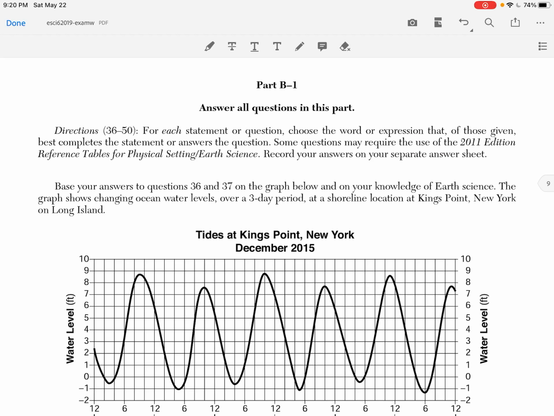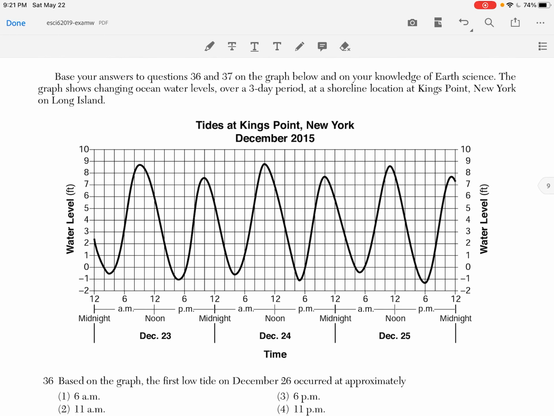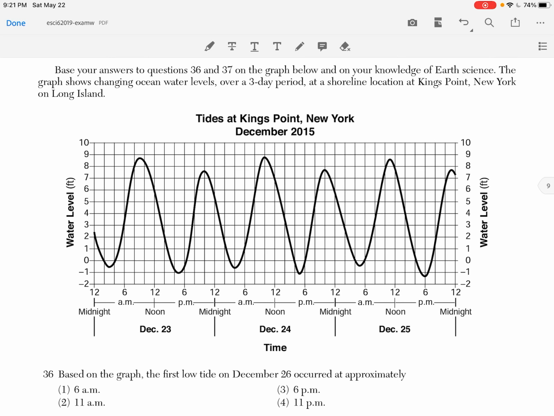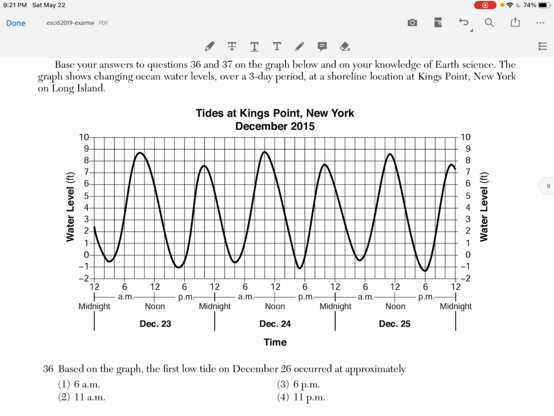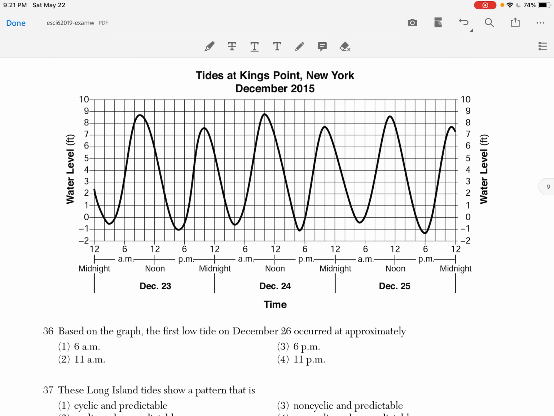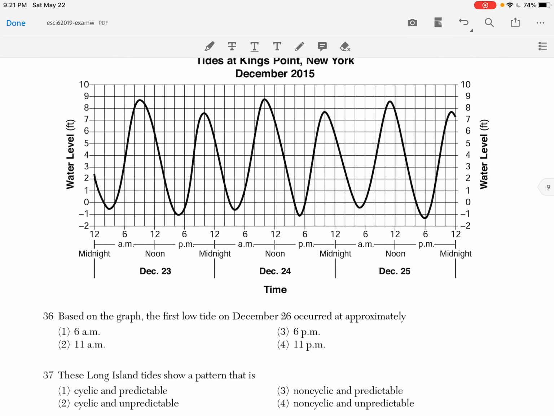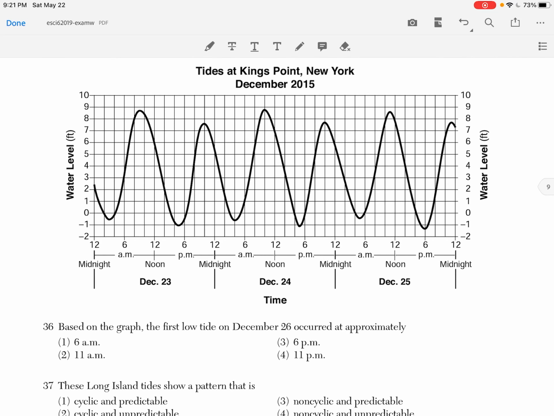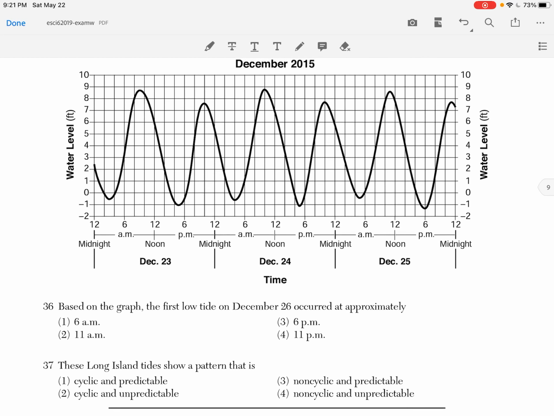All right, guys, we've made it to part B1. Part B1, questions 36 through 50, are multiple choice questions based upon diagrams and pictures, so you'll have multiple questions all related to the same picture or diagram. Now, questions 36 and 37 all have to do with this nice graph of tides located at Kings Point, New York. And it's a good idea to read the description ahead of the actual question. This is a 3-day period of tides, and as you can see, it just goes up and down and up and down and up and down. We'll get to that idea in a second, but let's just deal with question number 36.